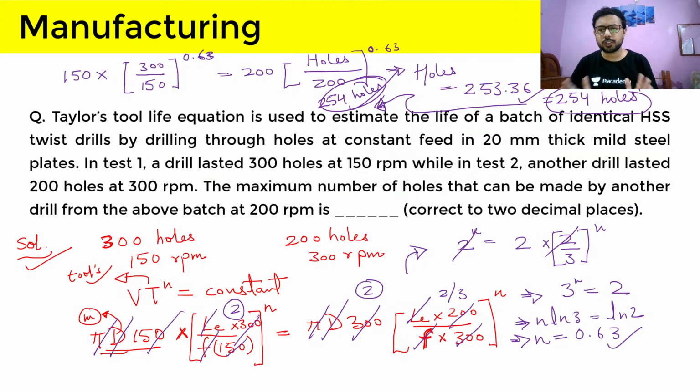And after that, first of all we found the n, which is the Taylor's tool life exponent, and that is coming out as 0.63, which is correct because it is usually around this value only. And after that we just used the complete equation to calculate the number of holes if we use the speed of 200 rpm. So the correct answer is 253.36, or you can also write 254 holes. And in the GATE answer key, it is given as 252 to 254 holes. So the range is there for you to answer.